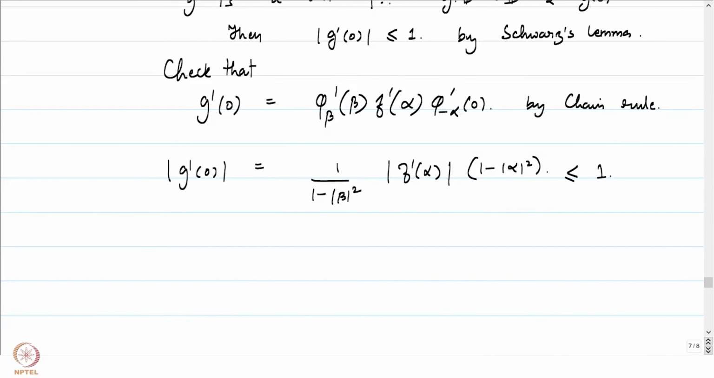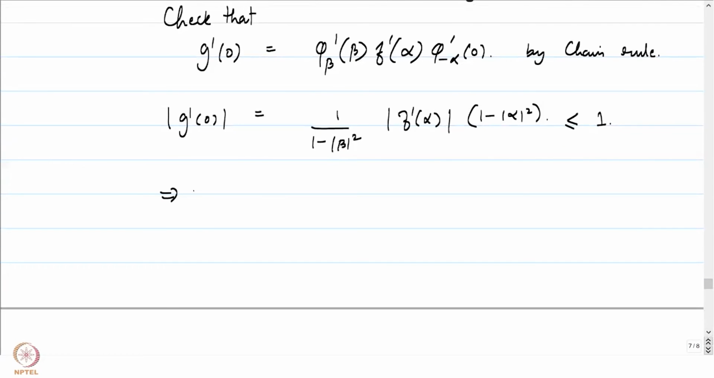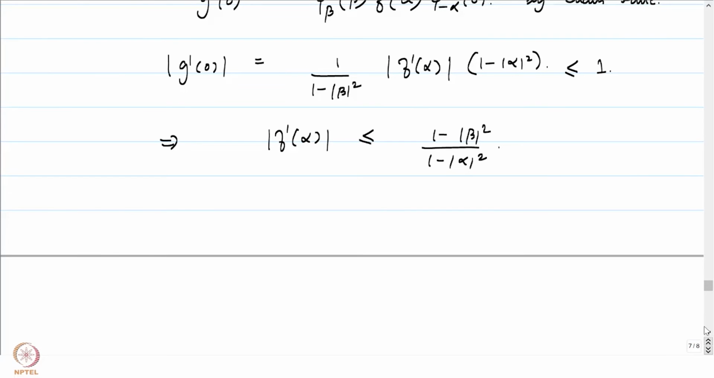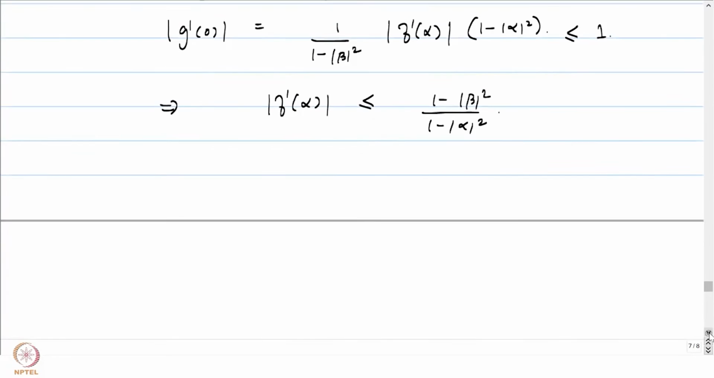And we know that this is less than or equal to 1 by Schwarz's lemma, which tells us that the absolute value of f prime at alpha is less than or equal to 1 minus mod beta square by 1 minus mod alpha square. This is the upper bound of what f prime of alpha can have in terms of absolute value. For any function from d to d such that f of alpha is equal to beta, the absolute value of f prime at alpha is less than or equal to 1 minus mod beta square by 1 minus mod alpha square.